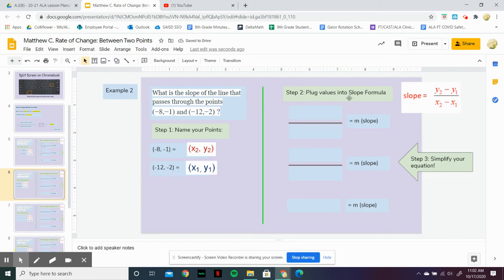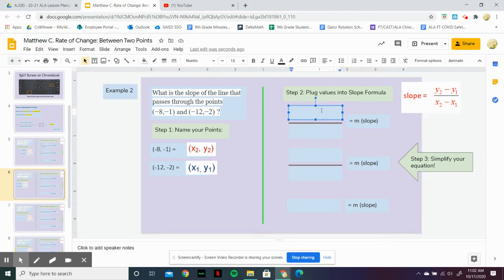Step 2 says to plug the values into the slope formula. Here is the slope formula. On the top of this fraction, I need to do y2 minus y1. So y2 was negative 1. And then I'm going to subtract y1, which was negative 2. So I'm taking my values from here and I'm plugging them into the formula. And I'm going to divide that by x2 minus x1. Well, x2 is negative 8. And then I would subtract x1, which is negative 12.